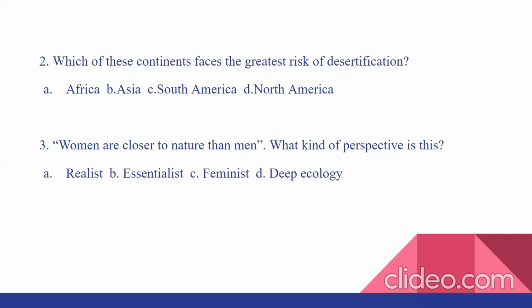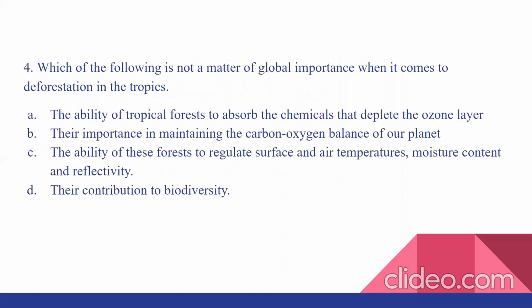So this is an essentialist view that women are closer to nature because essentialists group people in certain groups, and this statement is grouping women into a group that's closer to nature. Which of the following is not a matter of global importance when it comes to deforestation in the tropics? So first, the ability of tropical forest to absorb chemicals that deplete the ozone layer. This statement sounds iffy. ये थोड़ा doubtful statement है, इसलिए इस पर हम बाद में आएंगे.